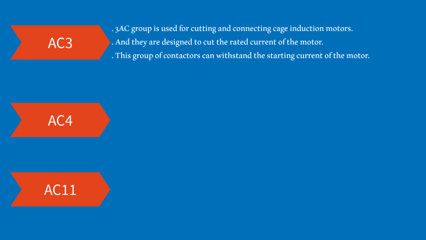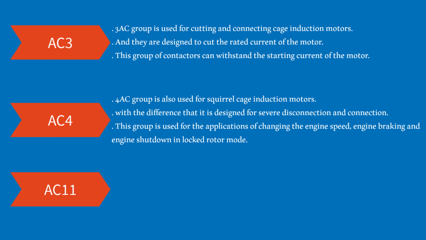The most important of these groups in AC voltages are AC-3, AC-4 and AC-11 groups. The AC-3 group is used for disconnecting and connecting squirrel cage induction motors and they are designed to disconnect the nominal current of the motor. This group of contactors can withstand the starting current of the motor. The AC-4 group is also used for squirrel cage induction motors, with the difference that it is designed for severe disconnection and connection. This group is used for applications of changing the motor direction, motor braking and motor shutdown in locked rotor mode.